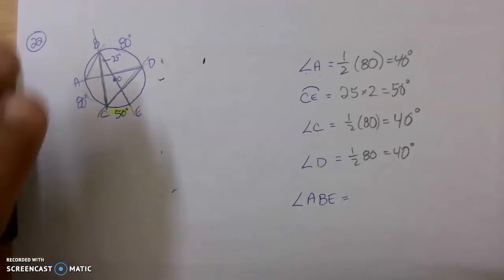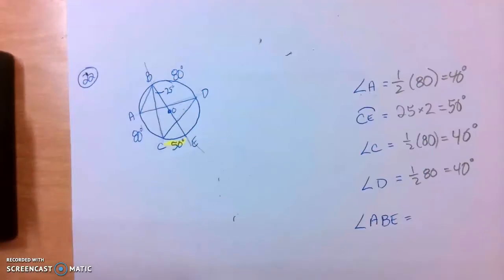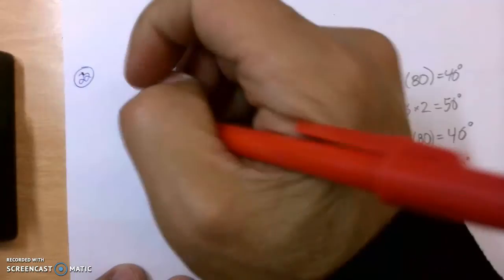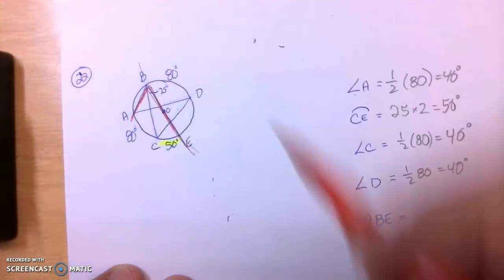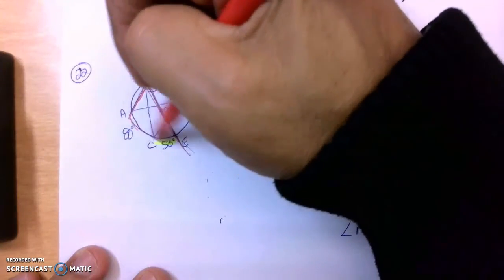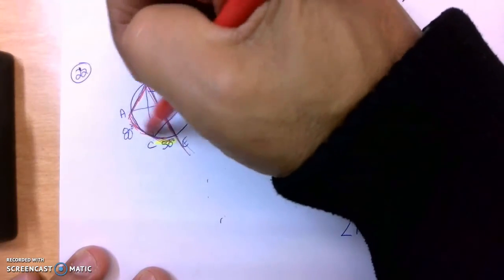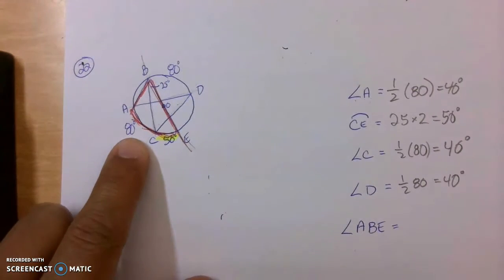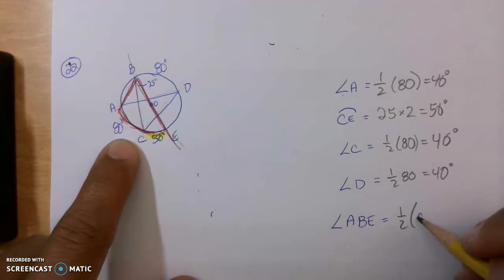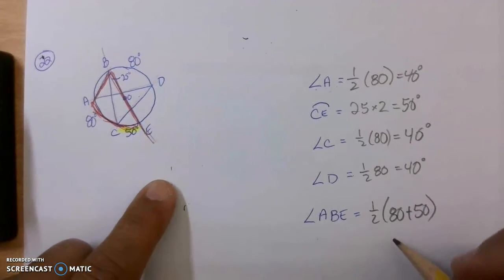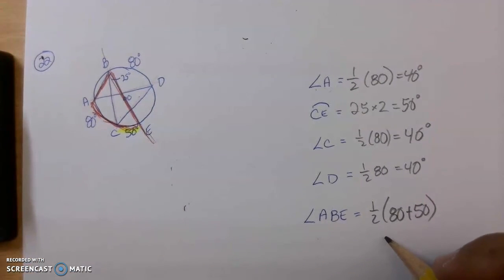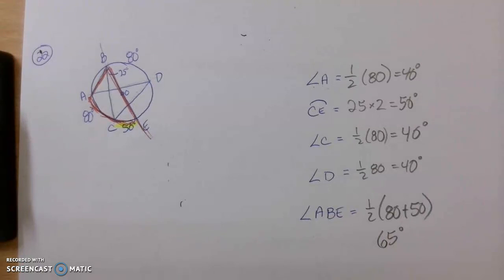And finally, let me bring out an eraser here. Figure out angle ABE. So I'm going to do this in red. A to B to E. If you'll notice, it hits these two, this arc combined. So this is 80 plus 50, which is 130. And so half of 130 should be 65 degrees. Okay?